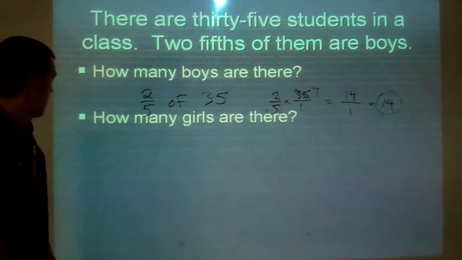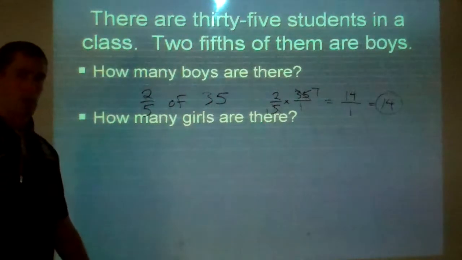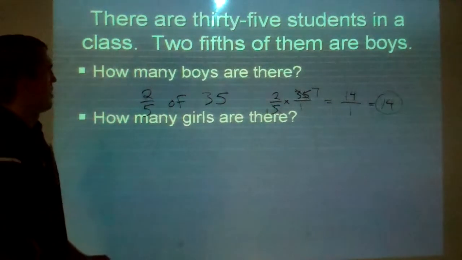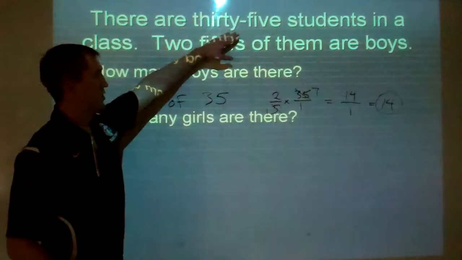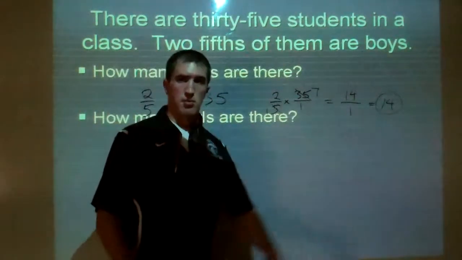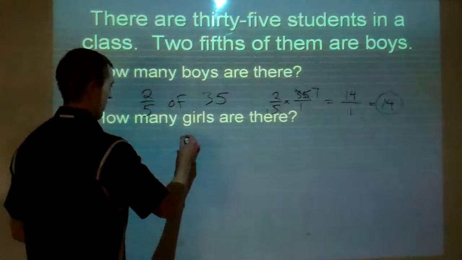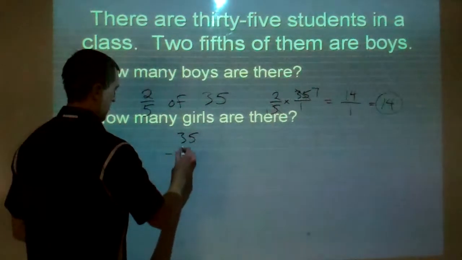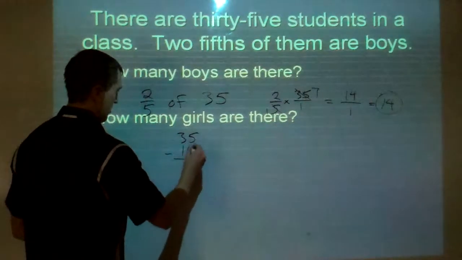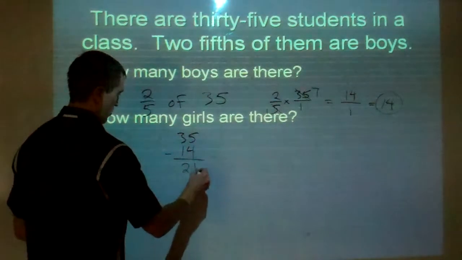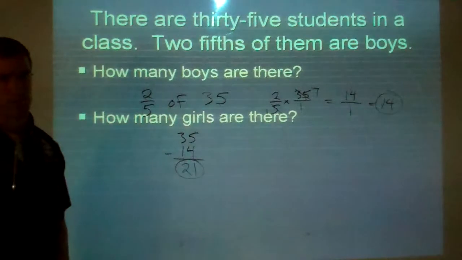Next question. Okay, so how many girls are there? Well, let's take the shortcut here. We have a total of 35 students, and we know that 14 are boys, so the rest have to be girls. Well, let's just do 35 minus the number of boys. We get 21 girls. Okay?